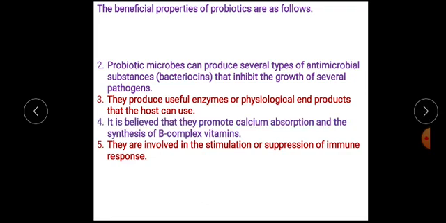Fourth one, it is believed that they promote calcium absorption from the food and synthesis of B complex vitamins. They are involved in stimulation and suppression of immune response. So this has been studied in animals, rabbits and rats. On the basis of this, a conclusion is made that they are responsible for improving your resistance power.